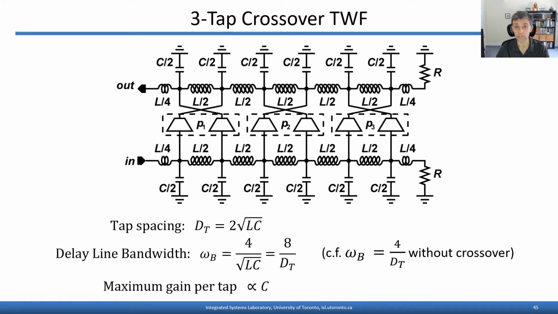So in summary, this architecture realizes a 3-tap FIR filter with the same tap spacing as we showed originally, 2 times root LC, but with twice the bandwidth that we achieved with that original architecture because we've half the size of the inductors and capacitors. So you'll see we've increased the delay bandwidth product by a factor of 2 here.